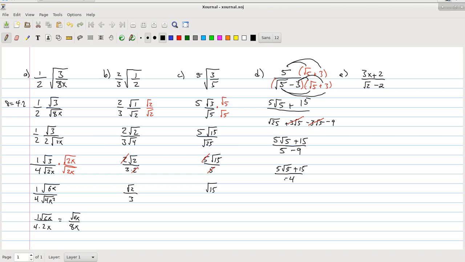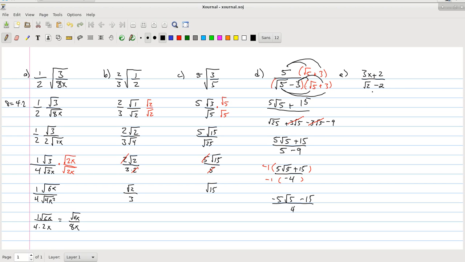Oftentimes we don't like to see a negative in the denominator, so to fix this up, we'll multiply numerator and denominator both by negative 1. When we do this on top, we've got negative 5 radical 5 minus 15. And then downstairs, negative 1 times negative 4 is positive 4.